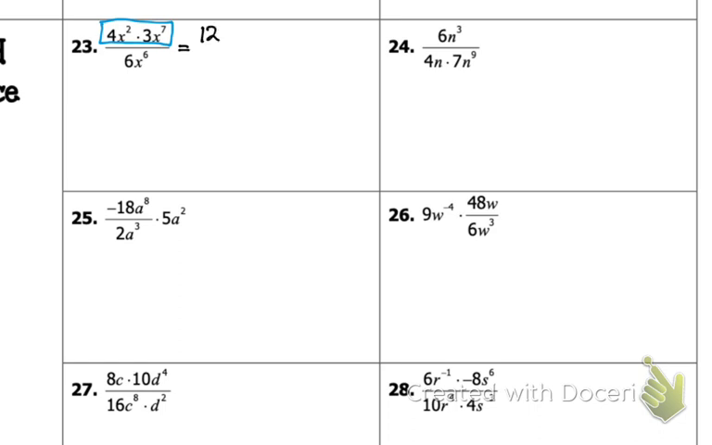4 times 3 is 12. And it'll be 12x to the 9th, because we did our 2 plus 7. Because of the multiplication, we add. Then it's over 6x to the 6.